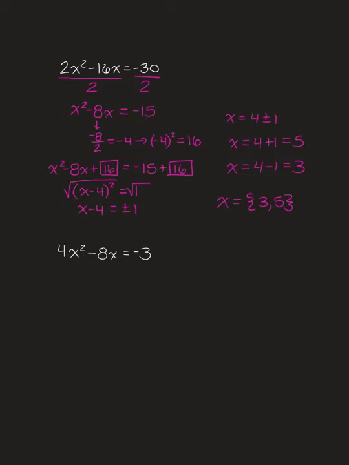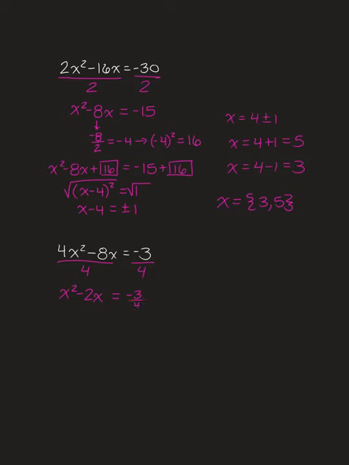Let's look at this next one. 4x squared minus 8x is equal to negative 3. So again, it's already in the form ax squared plus bx is equal to c. So we just divide both sides by our a, which is 4. This will give us x squared minus 2x is equal to negative 3 over 4.